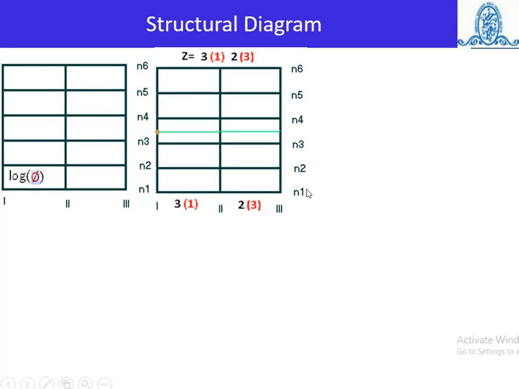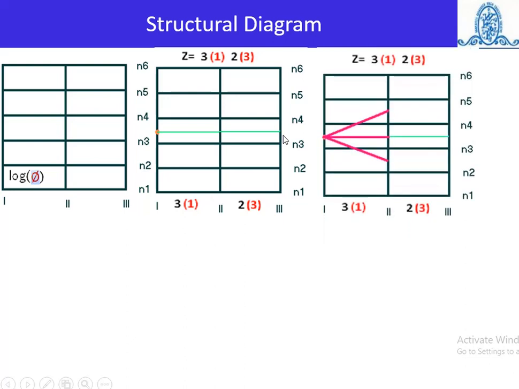So here we are giving the numbers n1 to n6. Here the structural formula, 3 of 1, 2 of 3, we write because z is equal to 3 of 1, 2 of 3, and we have to find out the middle portion. So first 2.5 and from the upper one 2.5. This is the middle portion. And we draw a horizontal line, or green line if you indicate, the green line is the middle portion of this structural diagram.